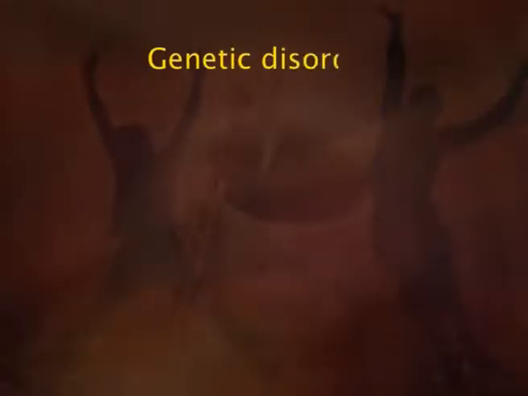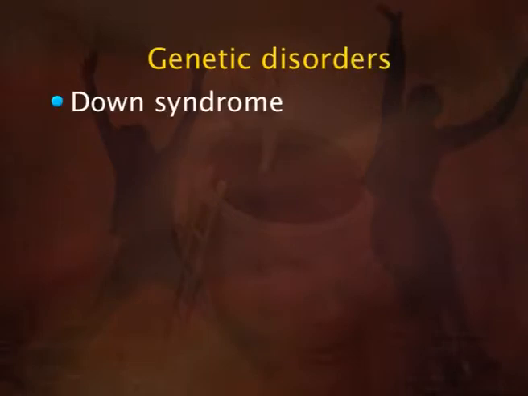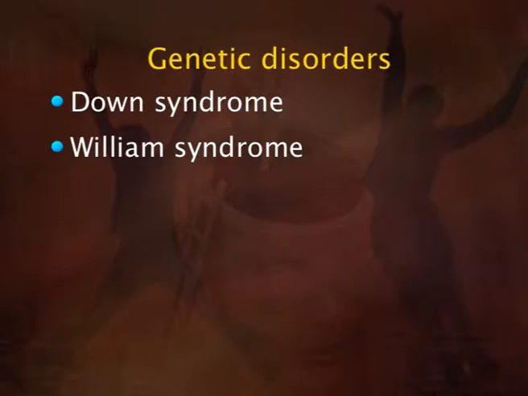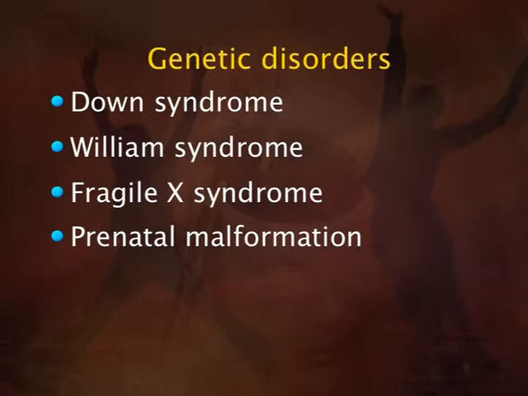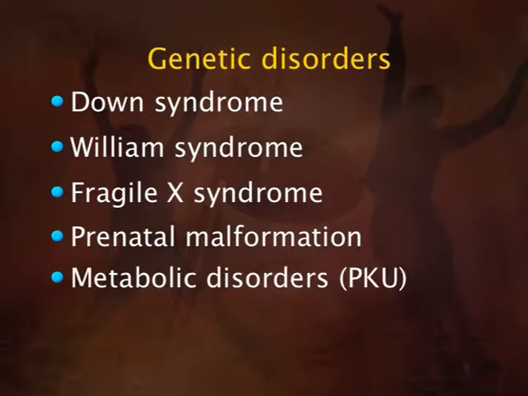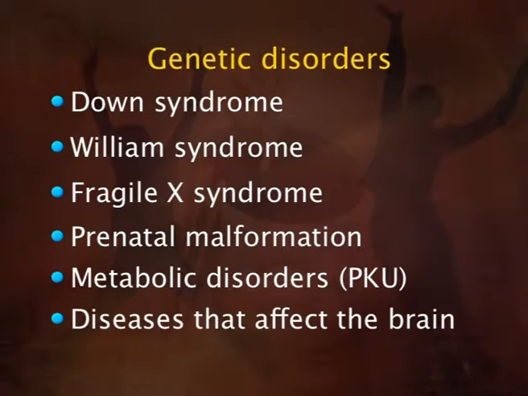Some of the genetic disorders include Down syndrome, Williams syndrome, Fragile X syndrome, prenatal malformation, metabolic disorders such as PKU. There are many diseases that affect the brain which can cause mental retardation in children. Most of these people who suffer from mental retardation have IQs between 0 and 50.